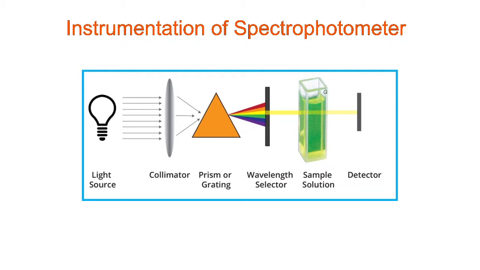Namaste friends. In this lecture we will discuss the different types of detectors used in the spectrophotometer. So let us discuss detectors. There are three types of detector used in the spectrophotometer. First is the photovoltaic cell. It is also called a photonic cell or barrier layer cell. The second type of detector is the phototube and the third one is the photomultiplier tube. So let us discuss each detector in detail one by one.